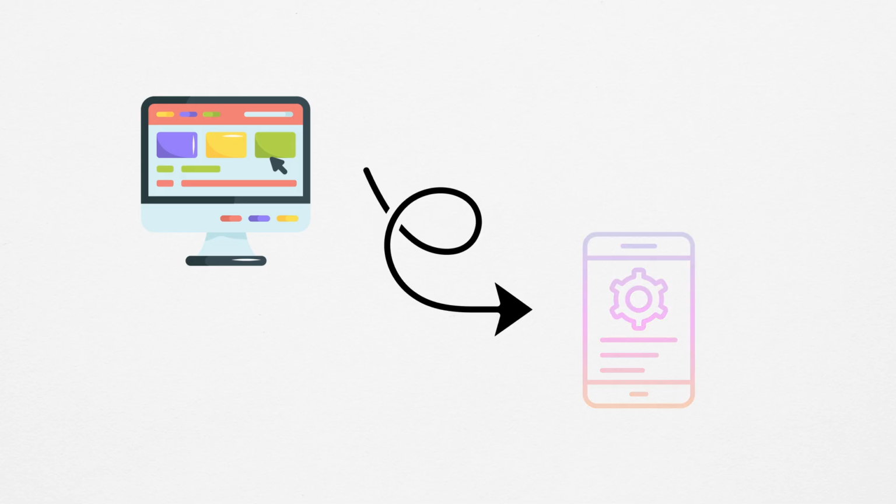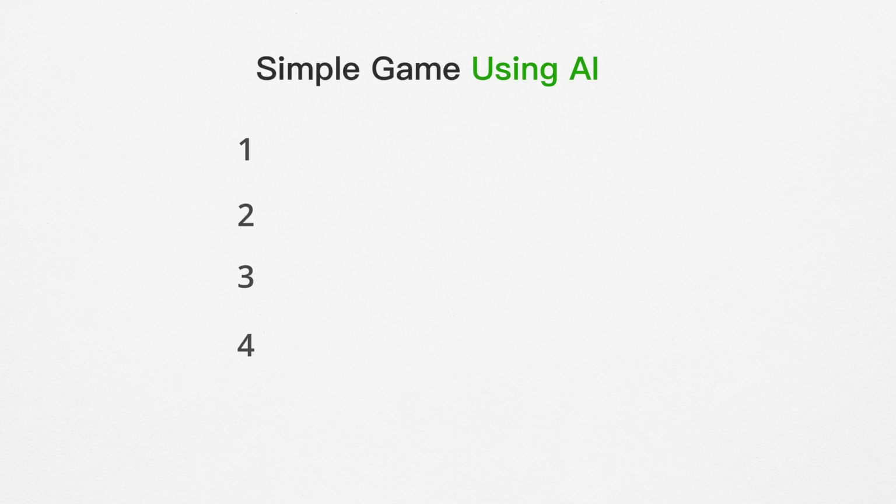So make sure to watch the video till the end because I'll also show you how you can quickly convert a web app to Android app so that you can play on your mobile and share it to your friends as well. We can build any simple game using AI in 4 steps.